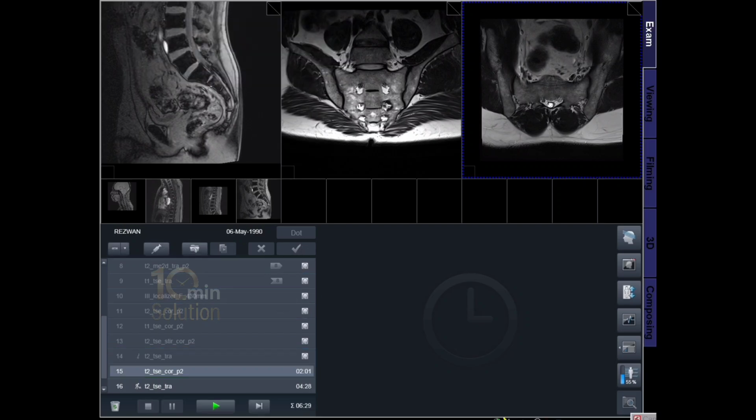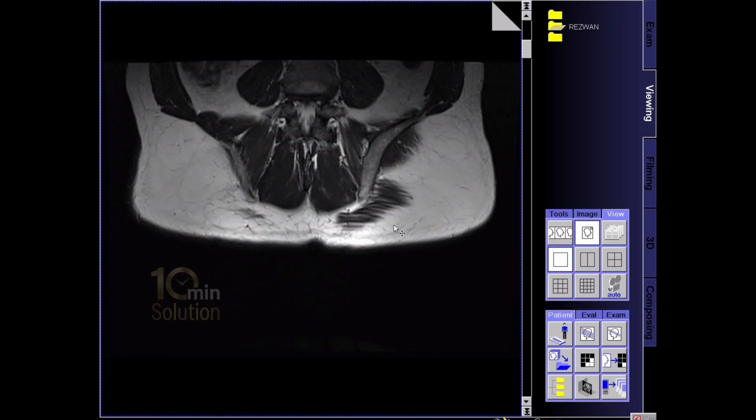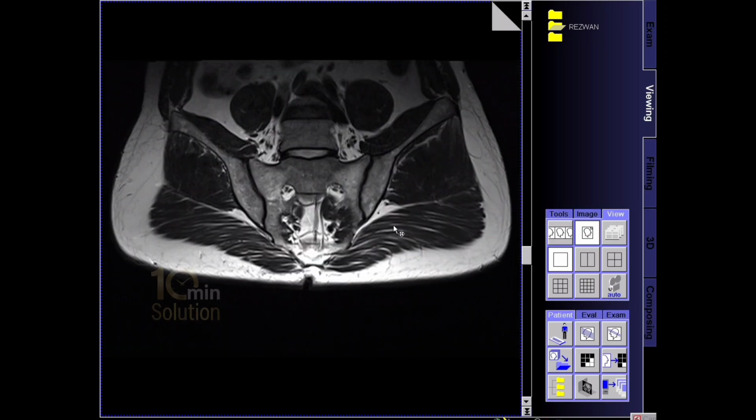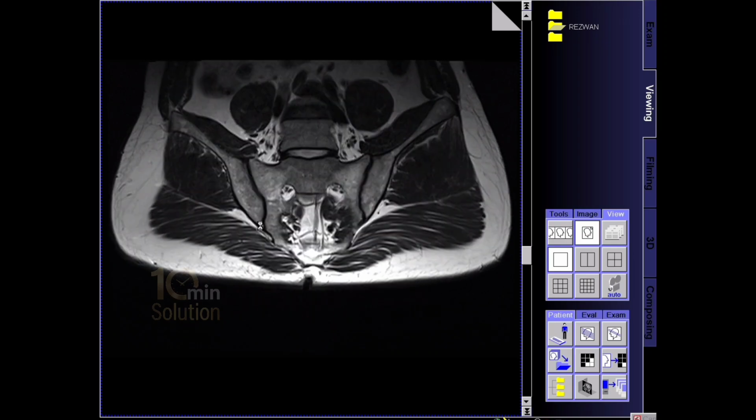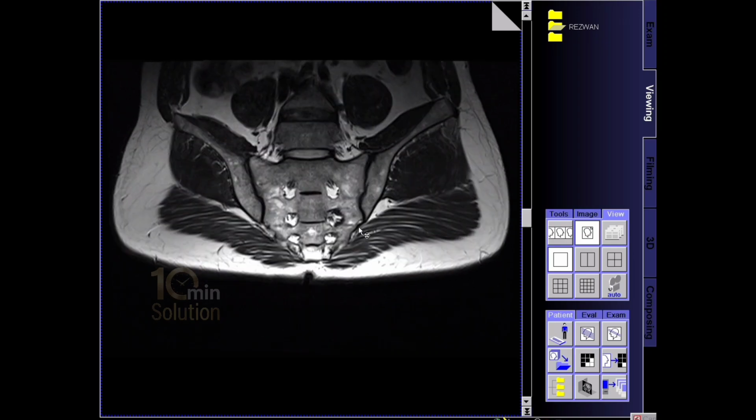And look at the final image, this one is the coronal SI joint right now. This one is the right side and this one is the left side.